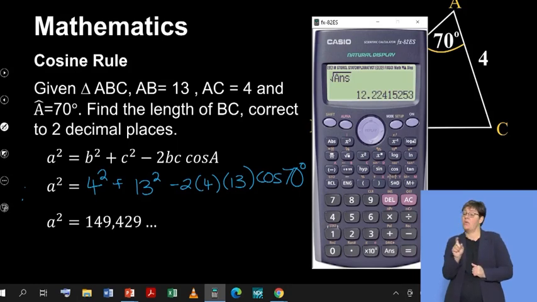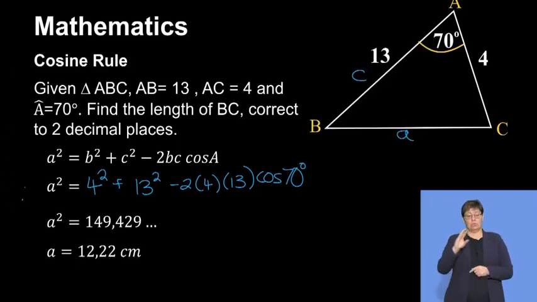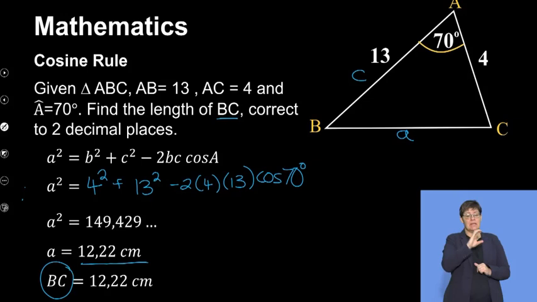So a will now be 12.22 centimeters. And remember, they wanted us to find BC, so that's exactly what we found. BC, which is equal to a, is 12.22 centimeters.